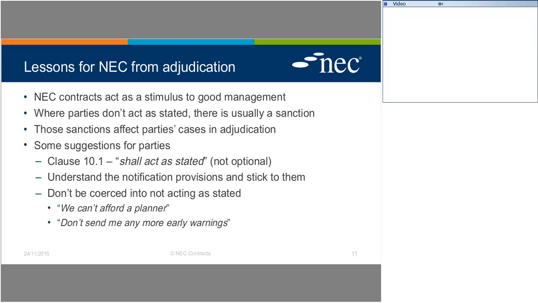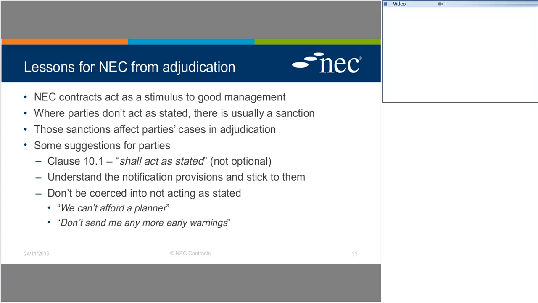And it is throughout the contract, not just in terms of disputes, but where parties do not act as stated in a contract, there is usually a sanction to, we say, act as stimulus. I don't know what the opposite of a stimulus is, but they're often an anti-stimulus. And those sanctions do affect the party's case in adjudication. If you are going to an adjudicator seeking for him or her to enforce your contractual rights, you have to demonstrate that you've done what the contract requires of you.